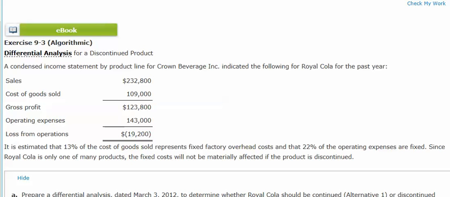Operating expenses of $143,000. And loss from operations, $19,200. Well, the initial reaction, oh, I'm losing money, maybe I ought to get rid of it. Well, there's more to consider than just that bottom line number. And one thing that's going to influence our decision is possibly fixed costs that wouldn't go away. Let's take a look now.